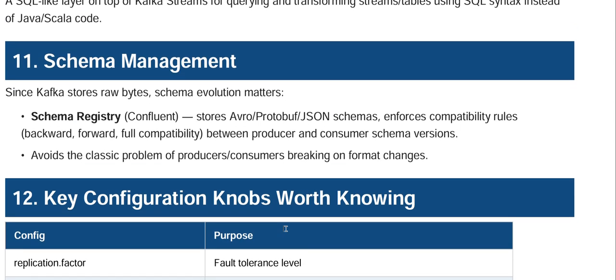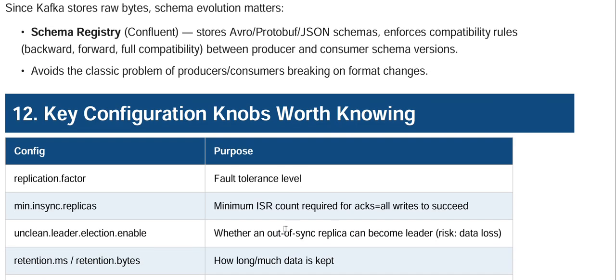And the next point is key configuration. Replication factor sets the fault tolerance level. Then min.insync.replicas is the minimum ISR count required for a write, and we should ask for acks=all, meaning all replicas. Then unclean.leader.election.enable is basically about the leader and follower mechanism.